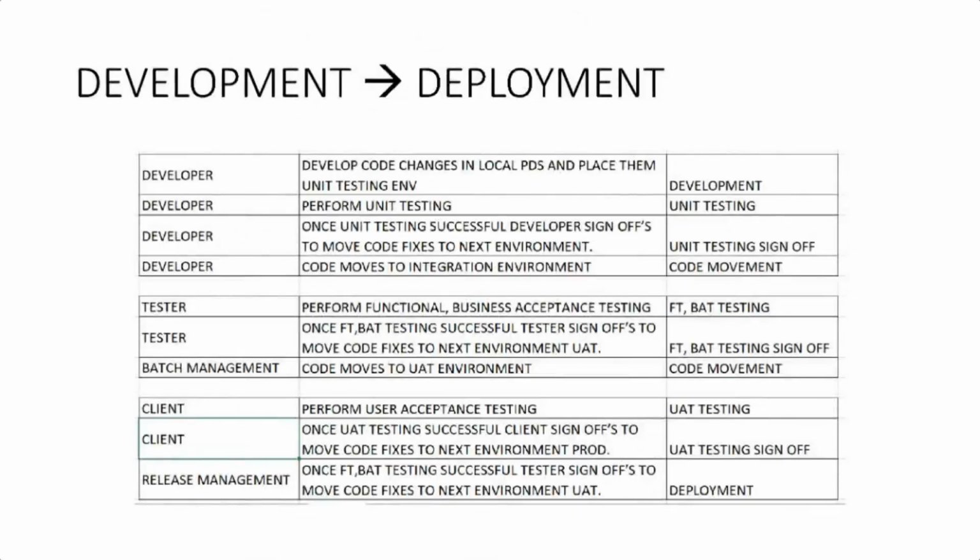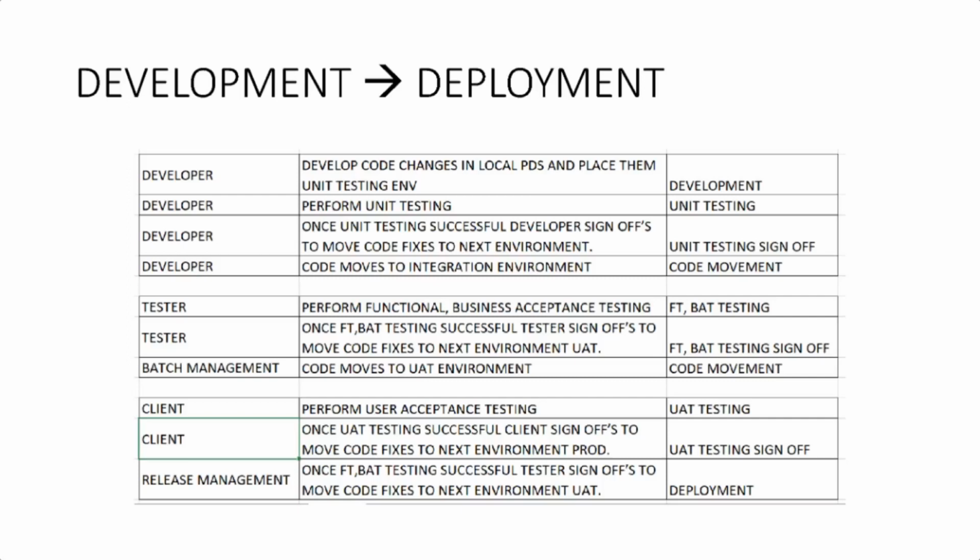Let's have an overall end-to-end process from development to the deployment. So a developer develops code changes in local PDS, nothing but writing JCLs, COBOLs, even DB2 DDL statements, etc., and places them into the testing environment. So this is called development. Then developer performs unit testing. Unit testing performs in the unit test region. Then once testing is completed, he will sign off to code move to the next environment, nothing but the integration environment. This is called unit testing sign off.